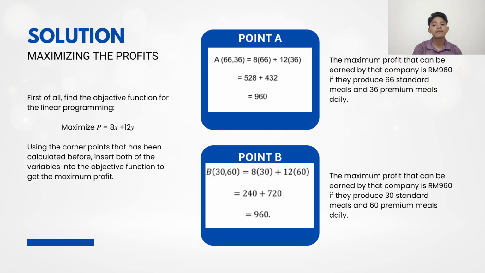And if we use point B in our equation, we will get 8 times 30 plus 12 times 60, which, when we expand the equation, we will get 240 plus 720, which is also 960. So the maximum profit that can be earned by the company is 960 ringgit if they produce 30 standard meals and 60 premium meals daily.